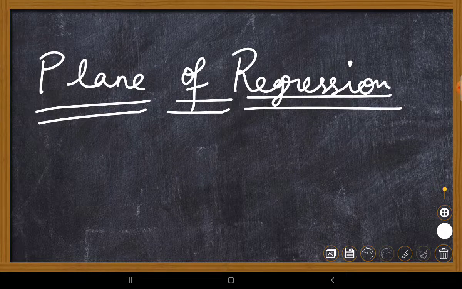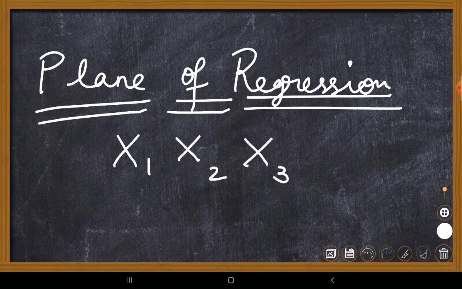Okay, so in the last videos we have learned about the notation for multiple correlation and partial correlation, and we have also learned about the notations of the regression and of the partial regression coefficients. So today we are going to be learning about the equation of the plane of regression. Initially we are going to start with only three variables, that means only x1, x2 and x3.